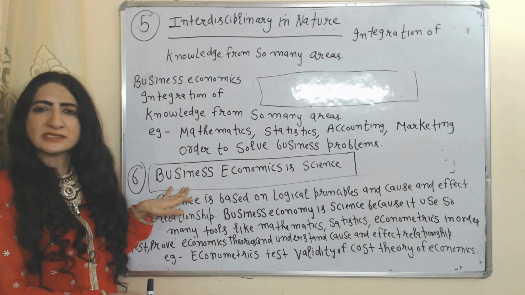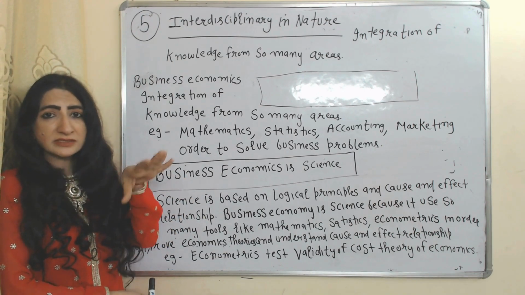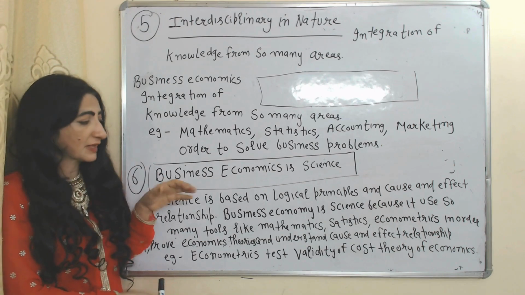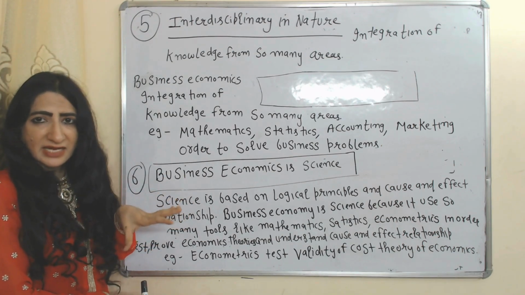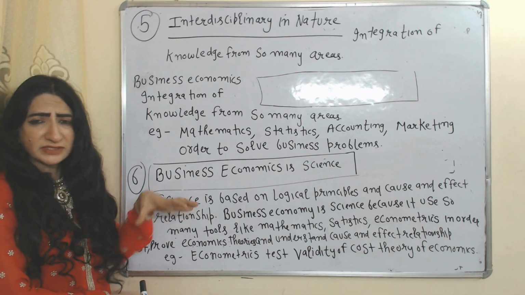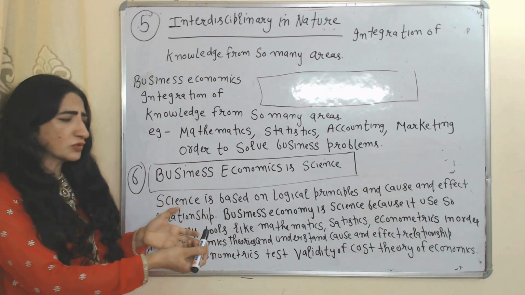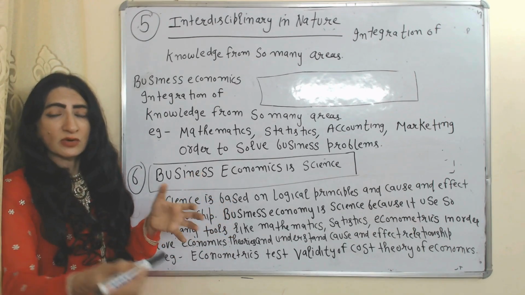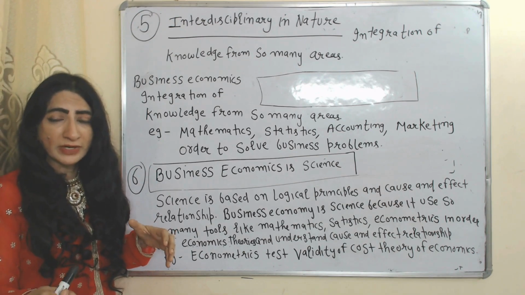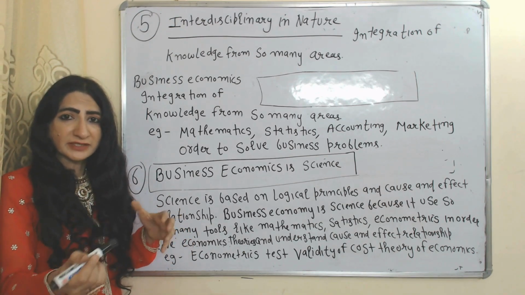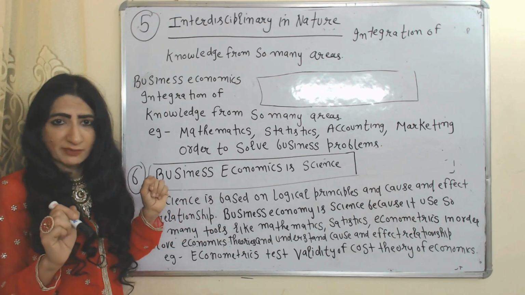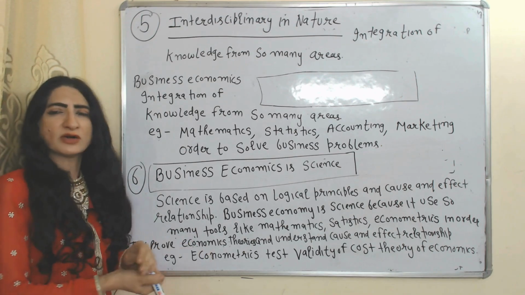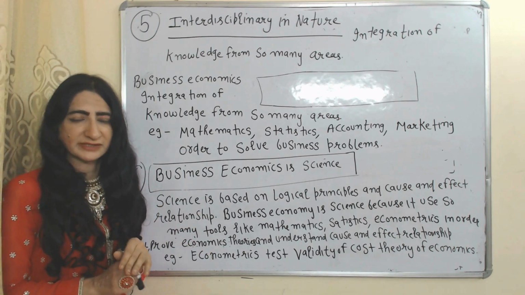Business economics is science. As we know, science is based on logical principles and cause and effect relationship. Business economics is science because business economics uses many tools like mathematics, statistics, econometrics in order to test, prove and understand cause and effect relationship in economic theories and principles. For example, econometrics tests validity of a cost theory in economics.